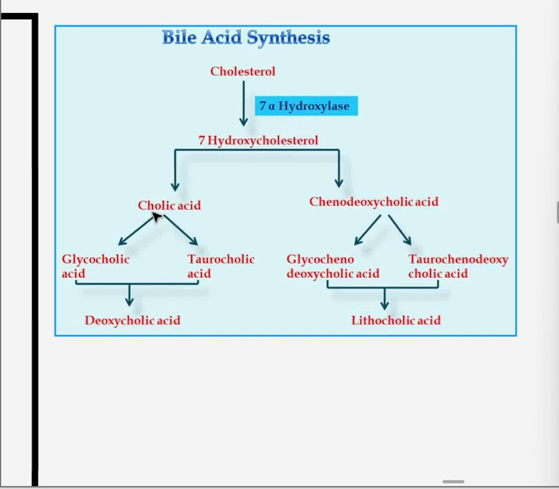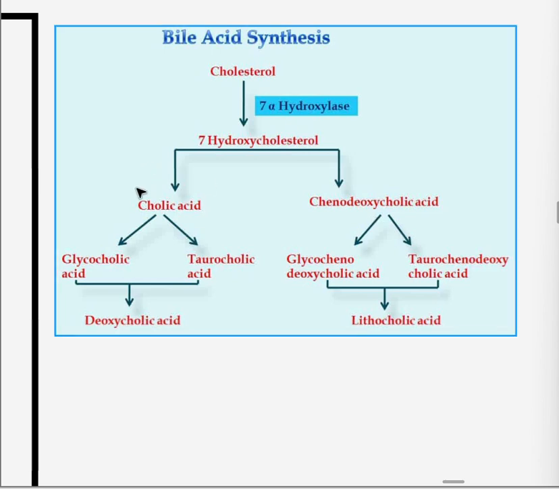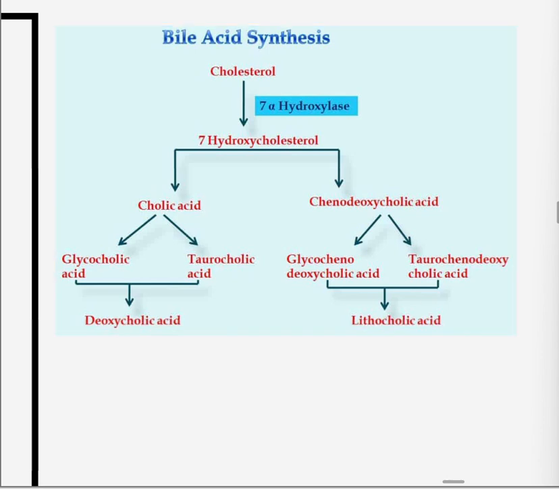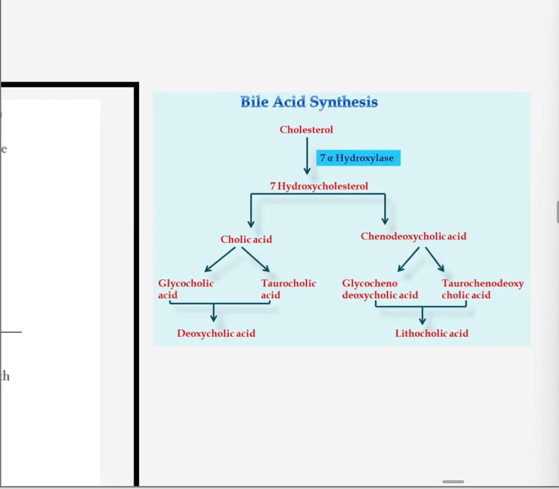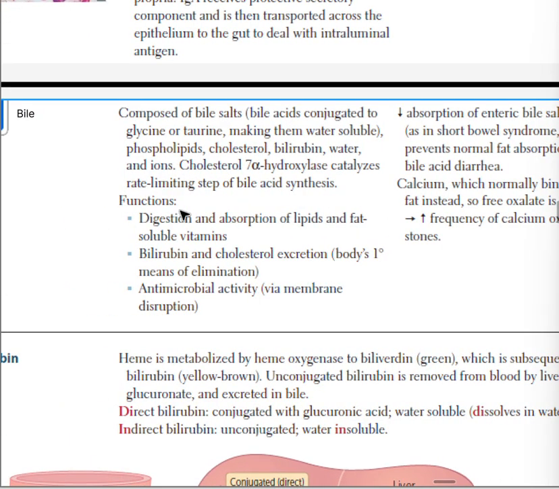So you form the cholic acid and the chenodeoxycholic acid here. These are the primary bile acids that are made in the liver, and then further on conjugation makes them water soluble. So if you conjugate it with glycine or taurine, that depends on what they further form, right? So you get deoxycholic acid or lithocholic acid depending on whether you're conjugating it with taurine or glycine, right? So now something about the functions of bile.